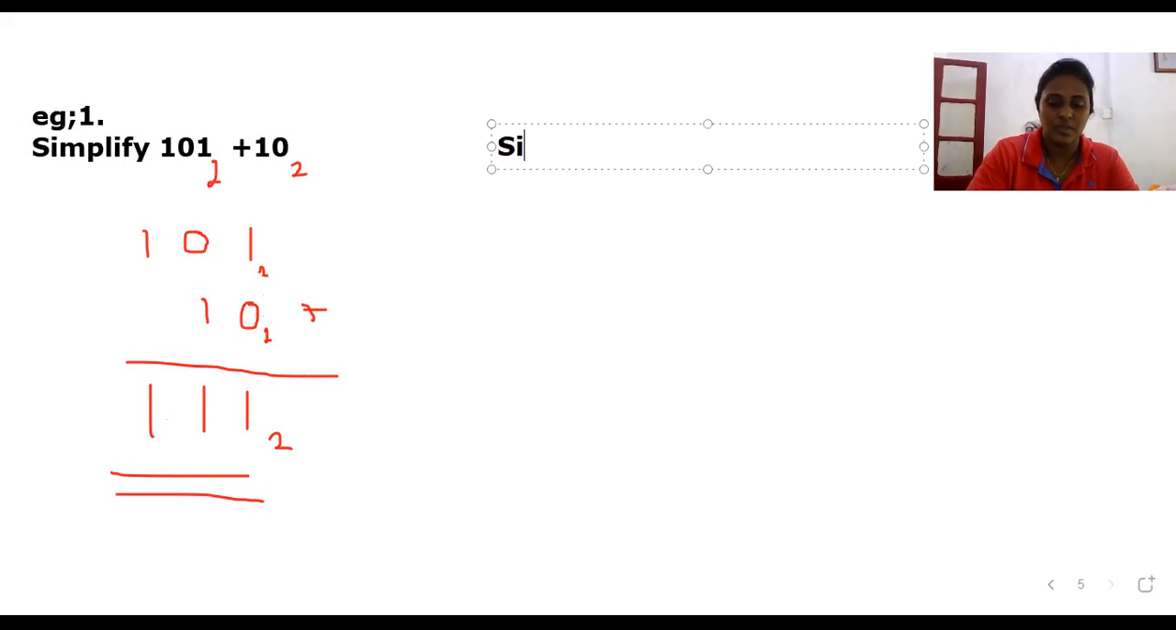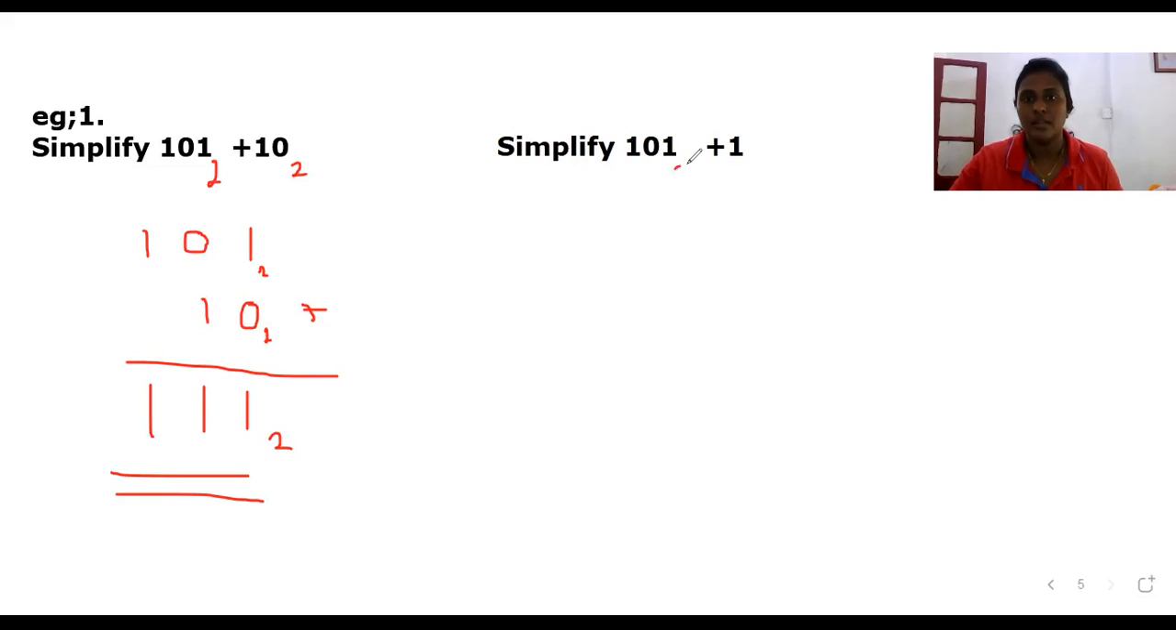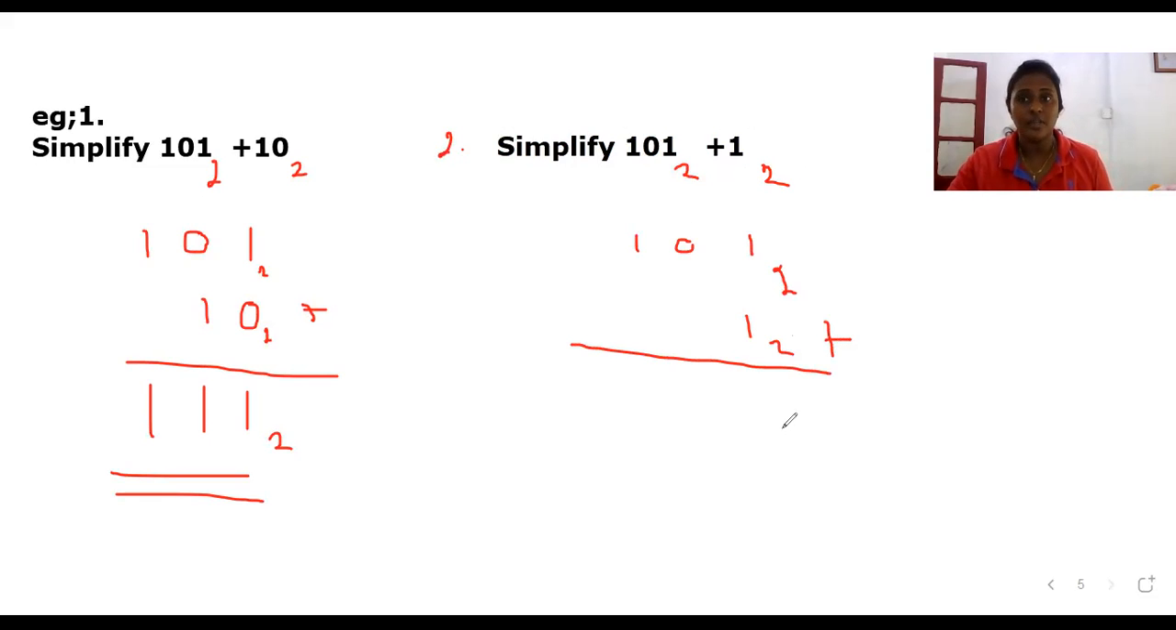Think you have to simplify 101 plus 1. Right. This is a bit different than the first example. This is your second. 101 base 2, add 1. Now 1 plus 1, 2. But we won't write 2. Okay? 2 means 1, 0.